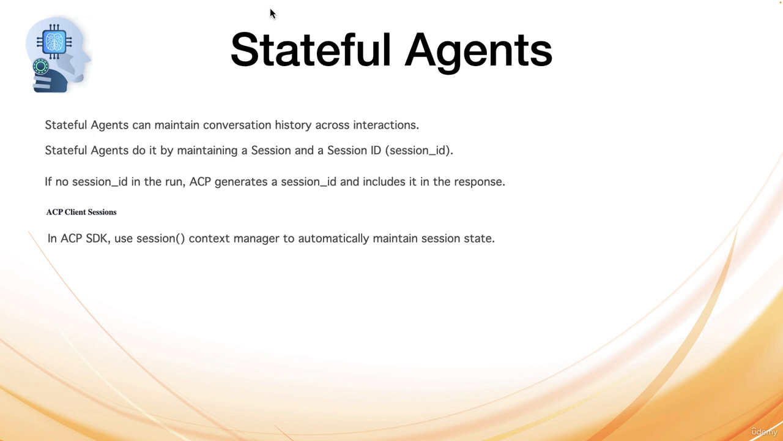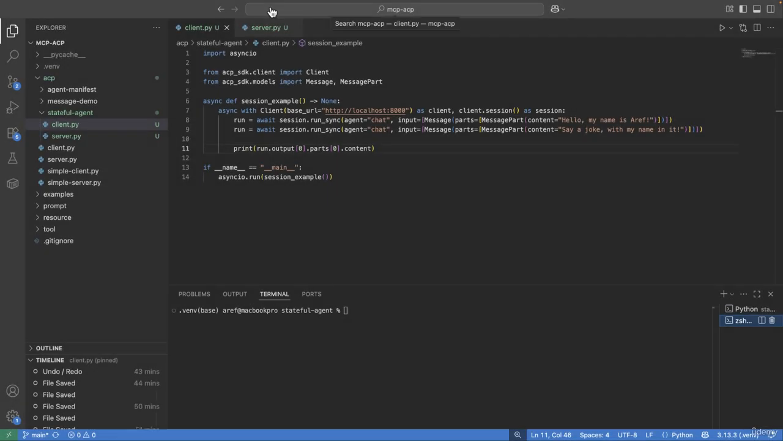We need to make changes to both server and client that we have created so far. In the ACP client, use the session context manager to automatically maintain the session state. Let's go to Visual Studio and see this. Again, if you clone the GitHub repository of this course, under the directory called Stateful Agent, there is a client and a server. Let's look at the client first.